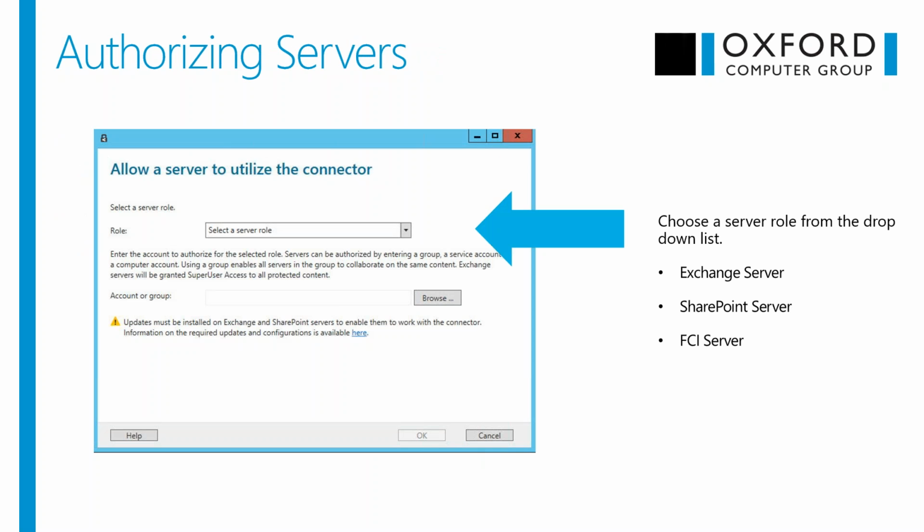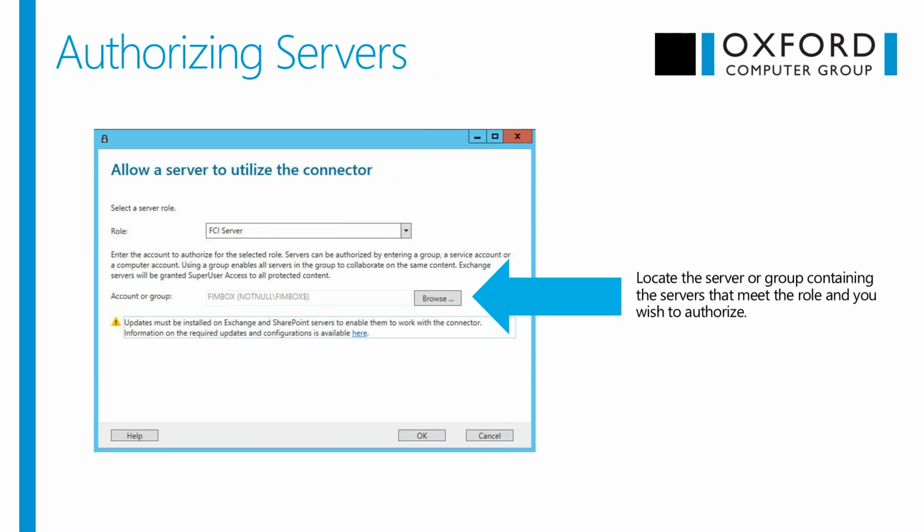From the role list here, you can choose Exchange, SharePoint, or an FCI server. And then in the group section, you'll specify either the group or the account, meaning the actual computer account, dependent upon what system you're connecting. They have different requirements, which are on TechNet. Some of those can be a service account, but in this instance, for FCI, you're going to add either the server object itself or a group containing the server objects.